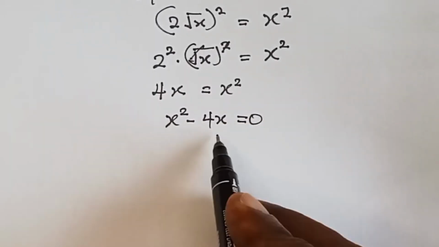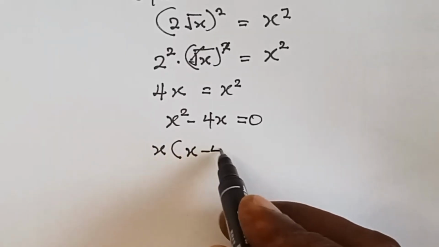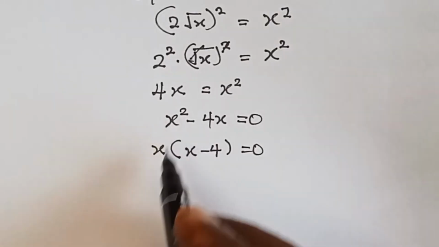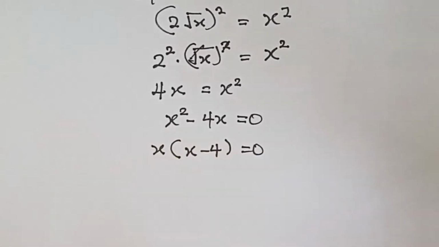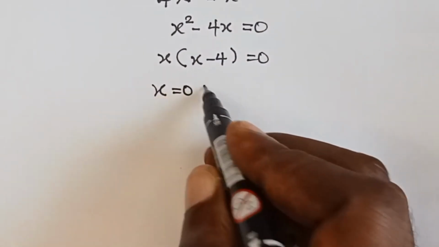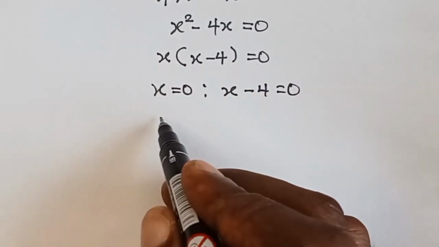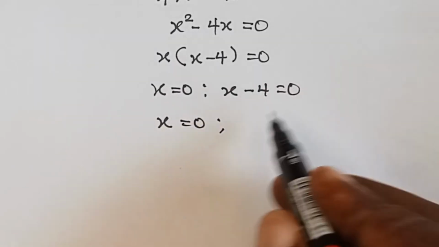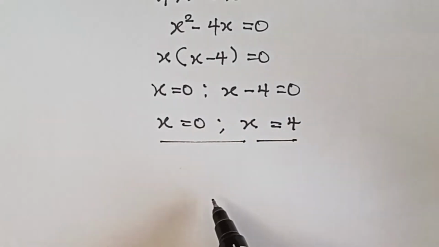Then when we factor out x, we have x into brackets x minus 4 equals 0. Now x times x is x squared, then x times minus 4 is minus 4x, everything equals 0. So that means we have x equals 0, and we also have x minus 4 equals 0. By the time you move minus 4 to that side, it becomes plus 4. Now x equals 0 or x equals 4.